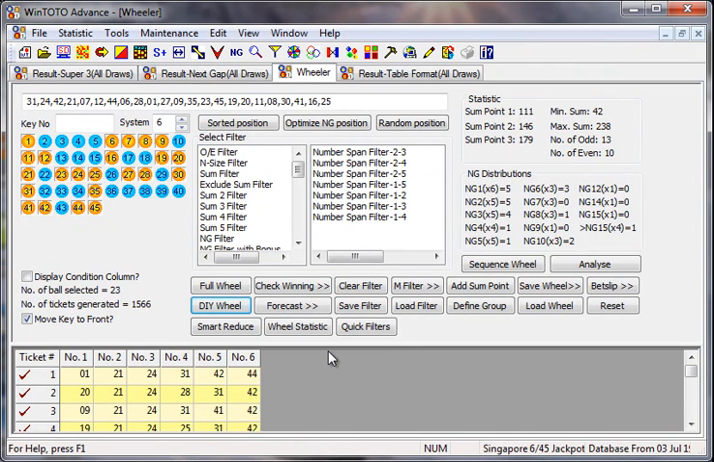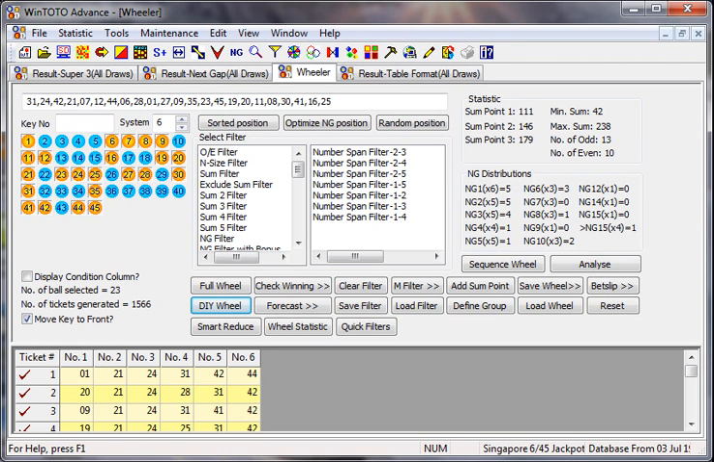2,259, alright? Minus 1,566. You reduced it down to 1,566, huh? You reduce by 693 tickets. And actually, how much does it cost you? Alright, you save a total of $346.50.